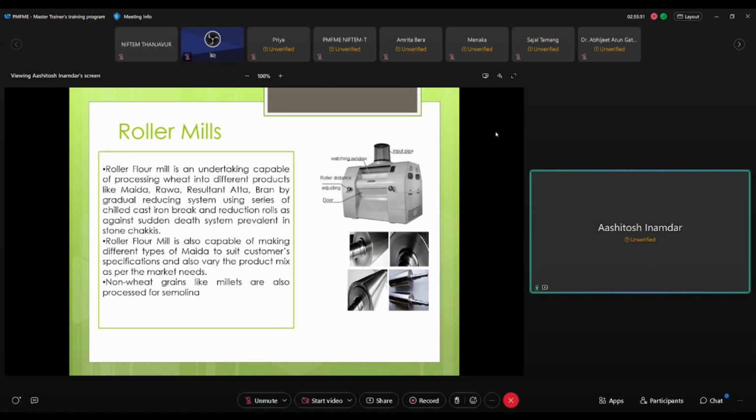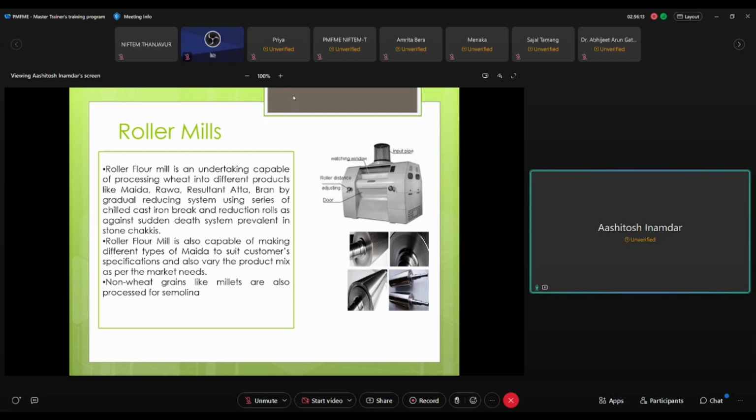The basic grinding equipment is the roller mill, which you can see here in the picture in the slide. There are multiple equipments that will come. The basic equipment is the roller mill, so roller mill with the break system and roller mill with the reduction system. So these are the grinding equipments in the roller mill.